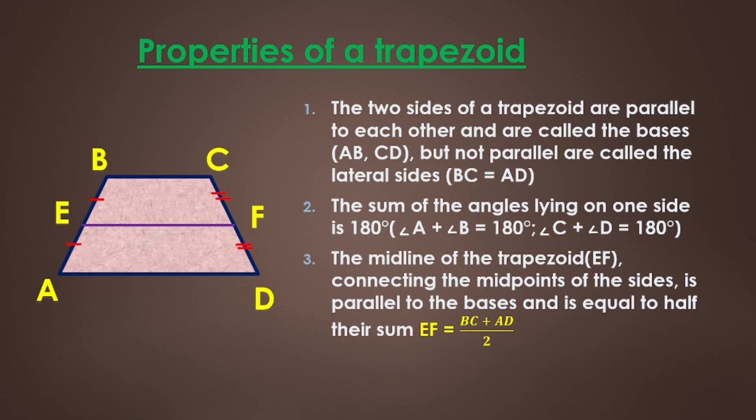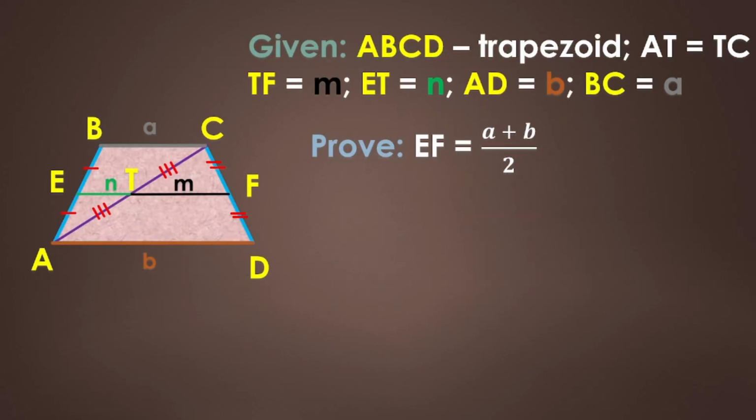3. The midline of the trapezoid, connecting the midpoints of the sides, is parallel to the bases and is equal to half their sum. Let's prove that the midline is equal to half the sum of the bases of the trapezoid. So we take such a trapezoid ABCD. We mark on it that AT equals TC, TF equals M, EF equals N, AD equals B, BC equals A. And we need to prove that the midline is equal to (A plus B) divided by 2.